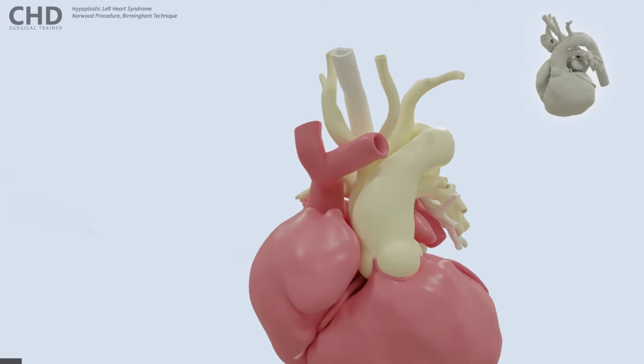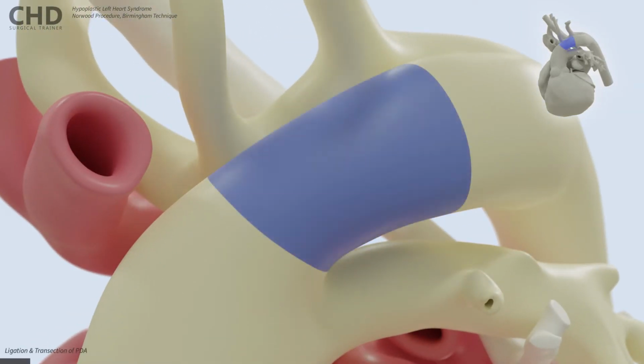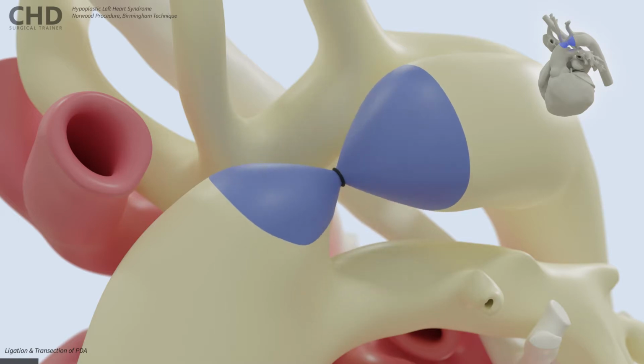Ligation of the proximal patent ductus arteriosus will be performed close to the pulmonic end. A tie is made around 2 to 3 millimeters above the origin of the left pulmonary artery to avoid left pulmonary artery stenosis.